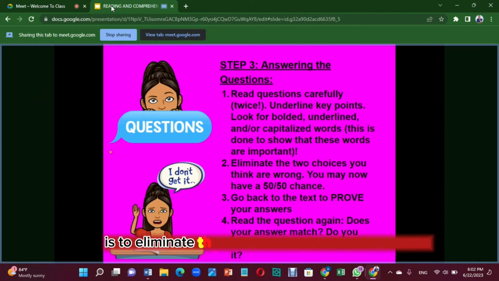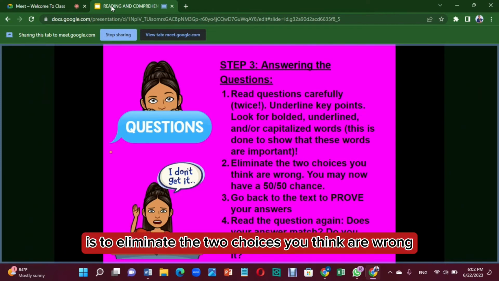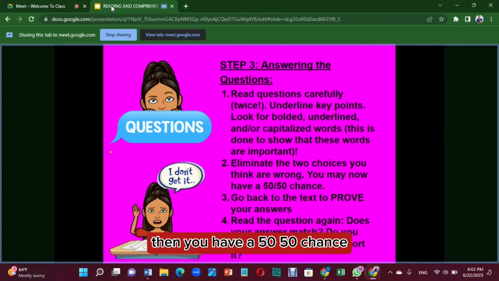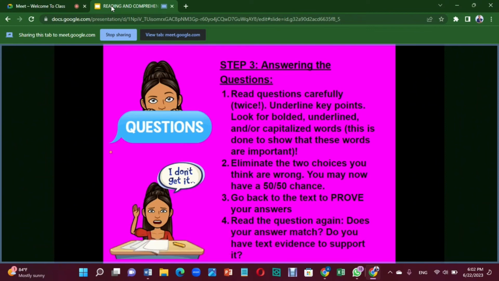The next thing to do is to eliminate the two choices you think are wrong. Oh, this one doesn't sound like it. Please rule it out. Rule those ones out. Then you have a 50-50 chance with your answer.